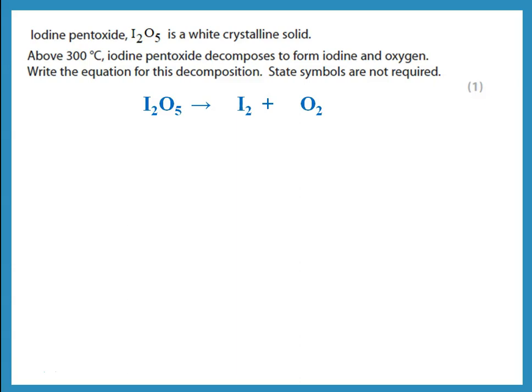So the iodines are balanced, but the oxygen is not balanced. So I need 5 and 2, and now I need this. So now it is balanced. Okay.